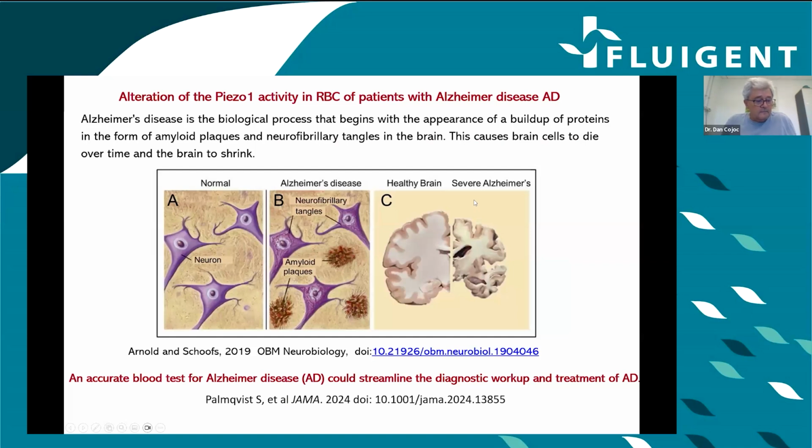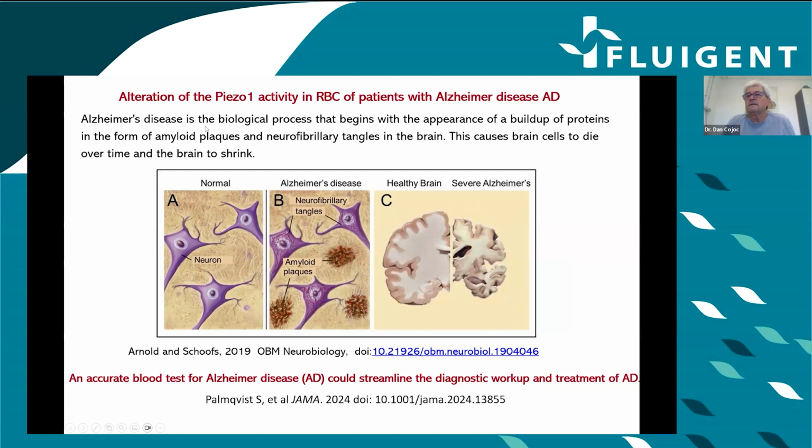Okay, and finally, the application of our experiment with red blood cells which were treated with beta amyloid, fragment proteins characteristic of Alzheimer's disease. Sorry. Just some introduction about Alzheimer's disease.